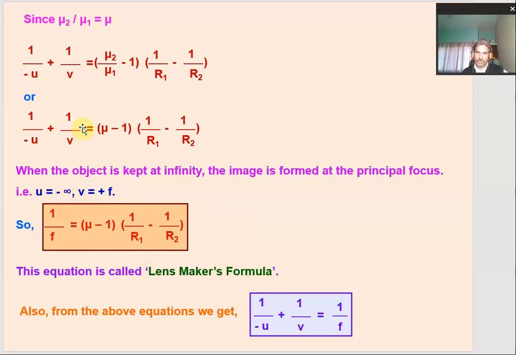Further, when we compare these two equations, we can see that the right hand sides are the same, so therefore their left hand sides will also be the same. On the left hand side we have minus 1 upon u plus 1 upon v, which is equal to 1 upon f. This is called the lens equation. So this is about the lens maker's formula and the lens equation from there.